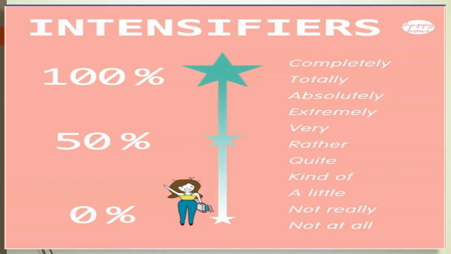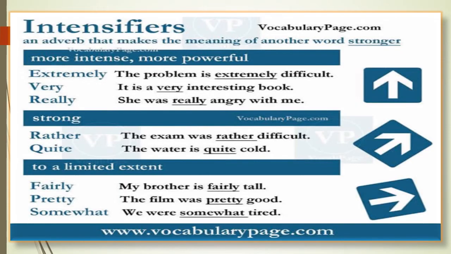For 50%: very, rather, quite. This is 50%. Kind of also with them. But for zero, it means that I'm not sure, not strong: a little, not really, not at all. So we call them intensifiers. So let's look at these intensifiers here. We have examples here.